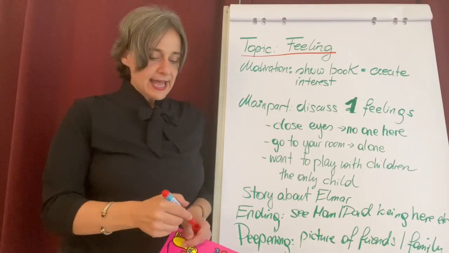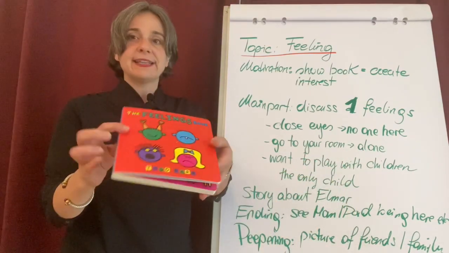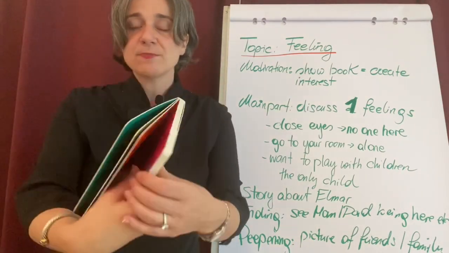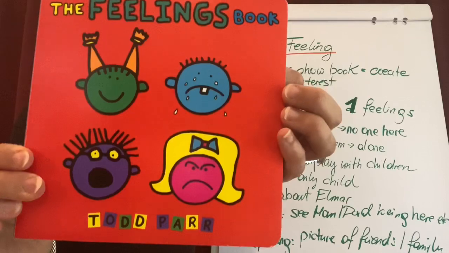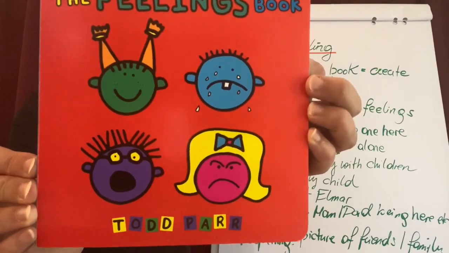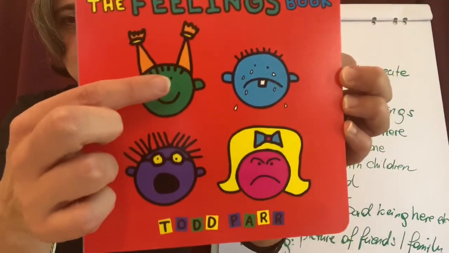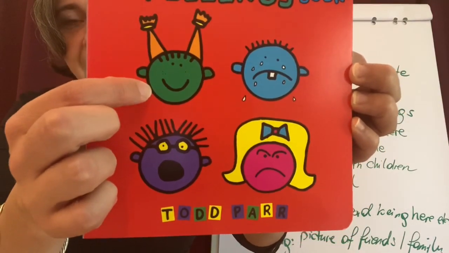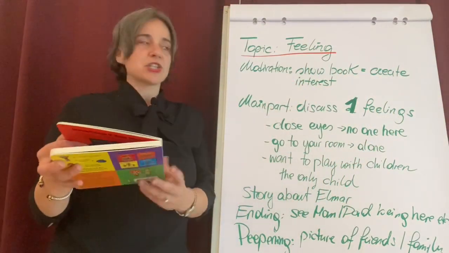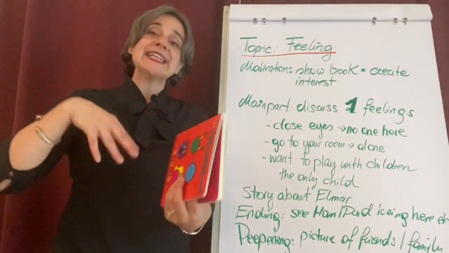So I decided as my motivation to have a book. I'd like to show children a book. Today I brought a book, and on this book, on the front, you can see already there are many faces, so many different looking faces, different color faces. What is it about? I like this one. This one looks really happy. So this could be kind of a motivation. So you show the book and you create interest.